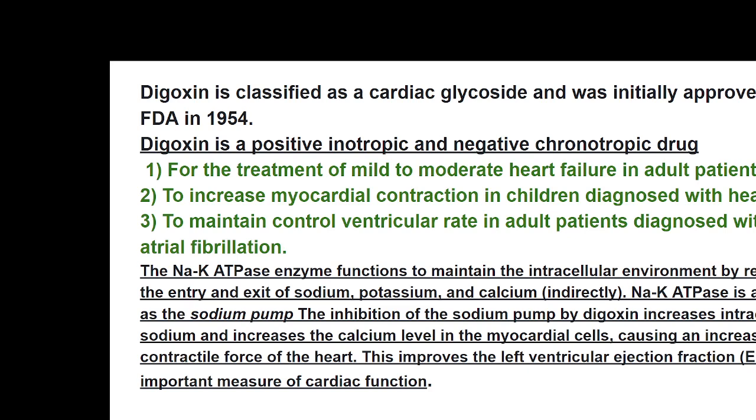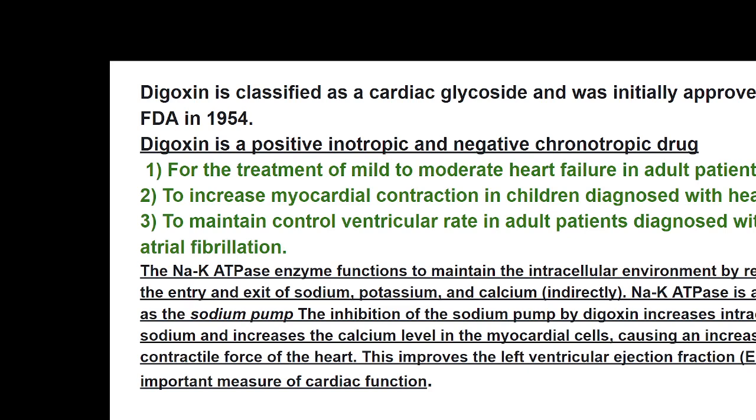The indications mentioned by the FDA during approval would be treatment of mild to moderate heart failure in adult patients, increasing myocardial contraction in children diagnosed with heart failure, and maintaining control of ventricular rate in adult patients diagnosed with chronic atrial fibrillation. These are the indications mentioned by FDA in 1954. At present these indications may be slightly modified, but basically the indication is cardiac failure. When there is heart pump failure, digoxin is the only drug which can improve the cardiac function directly. So if there is any specific drug for heart failure, it is digoxin.